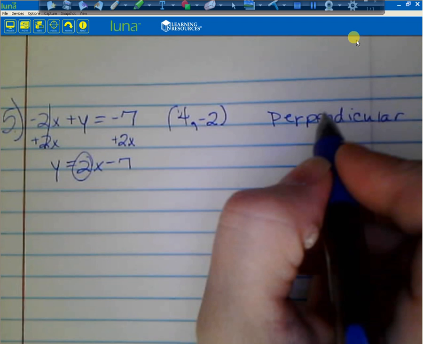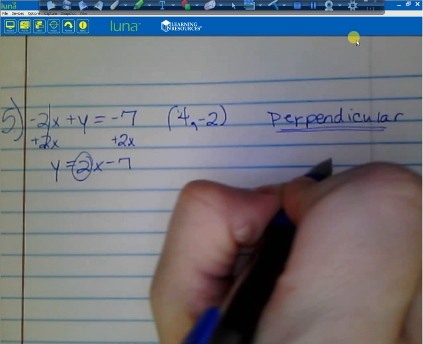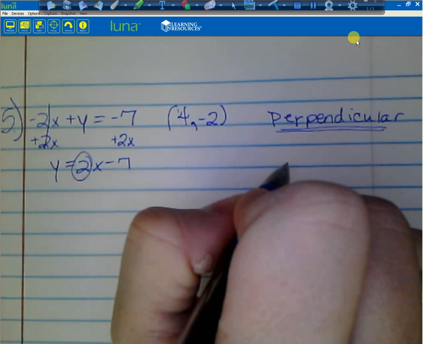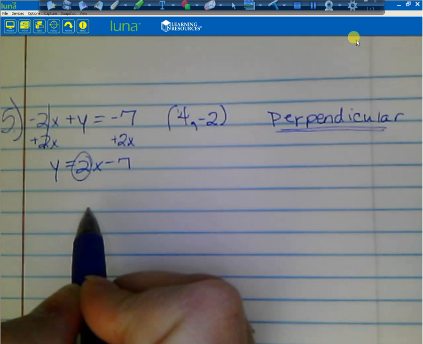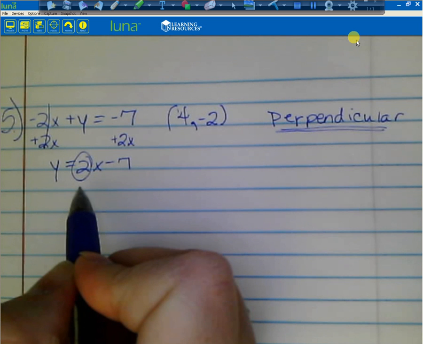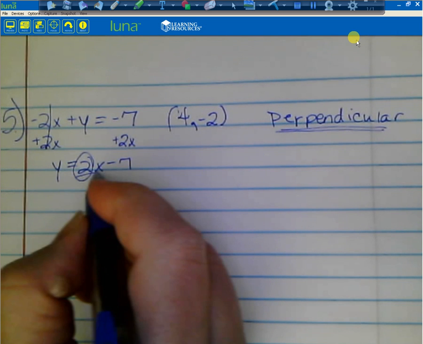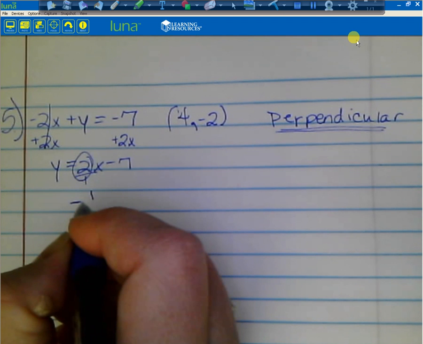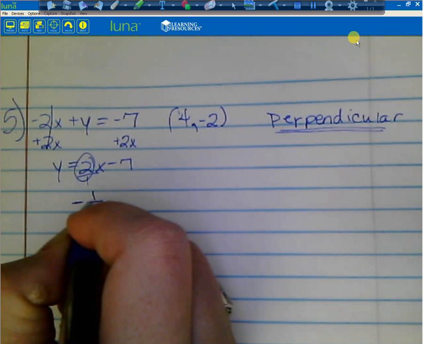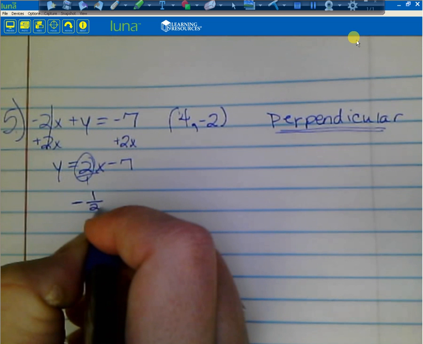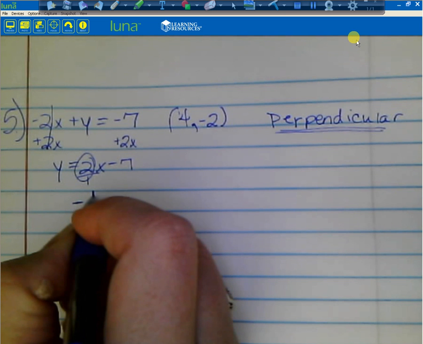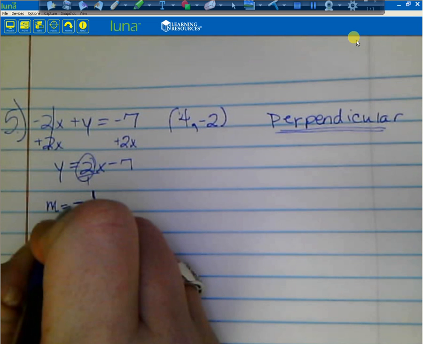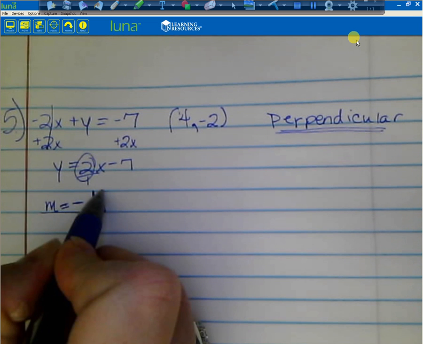We are looking for a perpendicular line. This is when that comes into play, okay? We're not looking for a parallel line. It's a perpendicular line. So my slope has to be the opposite and the reciprocal of this slope. So the opposite of 2, which is also known as 2 over 1, is negative 2. And the reciprocal of 2 over 1 is 1 over 2. So it's negative 1/2. That is the opposite reciprocal slope. So go ahead and write m equals negative 1/2.